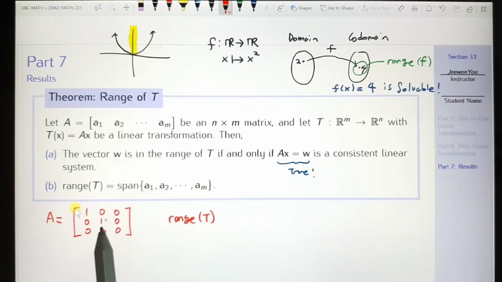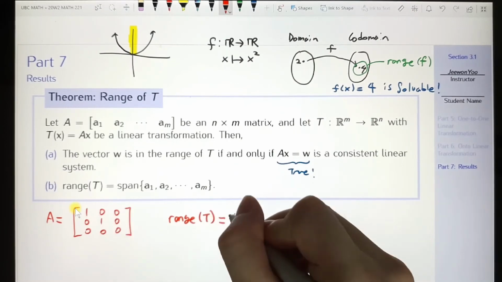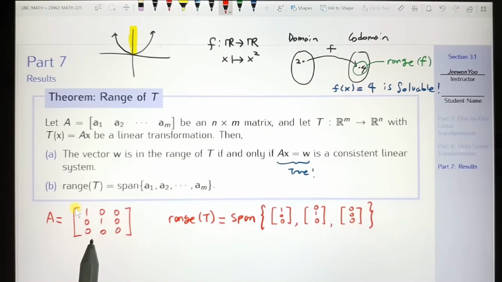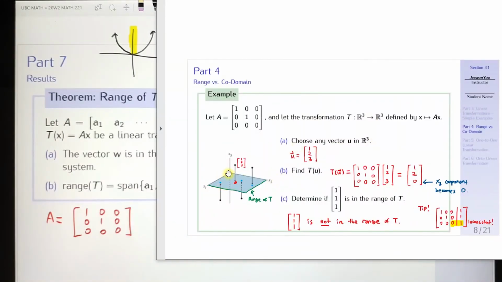So in this particular case, range of T is equal to the span of the first vector, second vector, along with the 0 vector. However, this range of T is not the entire R3. Look at this. The range of T is only a plane, but not the entire R3. So do you understand the difference between the range and the codomain? Hopefully you say yes. Otherwise, please feel free to come to my office hours and ask me questions about the difference between range and the codomain.